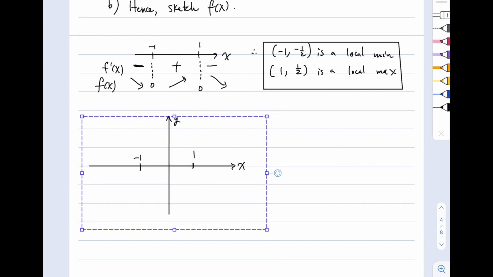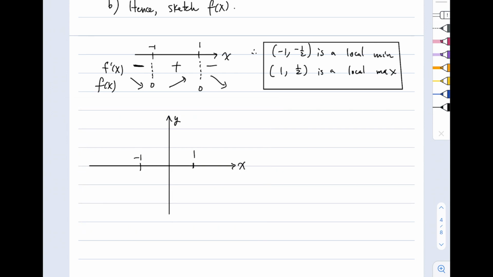But it's nice to line it up, because when you line it up, it's easy to see where the function is increasing and decreasing. So we know, for example, to the left of -1, the function is decreasing, so it's going to be decreasing. And then between -1 and 1, it should be increasing. And then after 1, it should be decreasing.